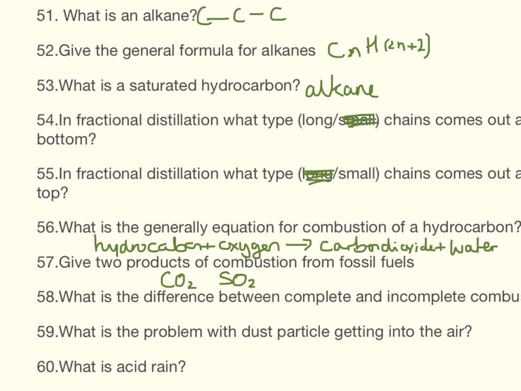What is the difference between complete and incomplete combustion? So complete combustion, you're going to get CO2 produced. With incomplete combustion, there's not going to be enough oxygen around, so you're going to get carbon monoxide. Which is very poisonous, very dangerous, and if your boiler is releasing lots of carbon monoxide, then it can kill you while you sleep. The problem with dust particles getting into the air is that it causes global dimming.